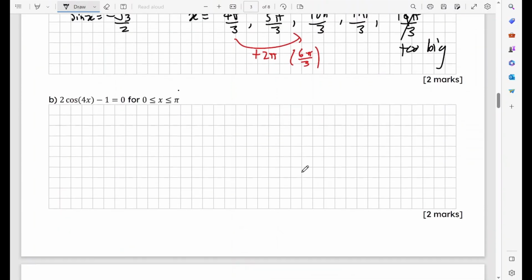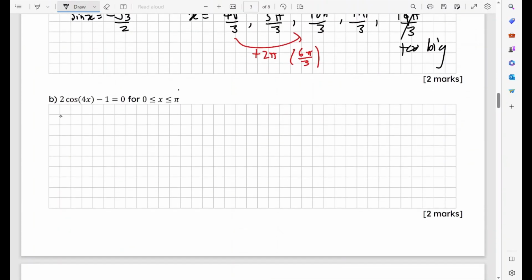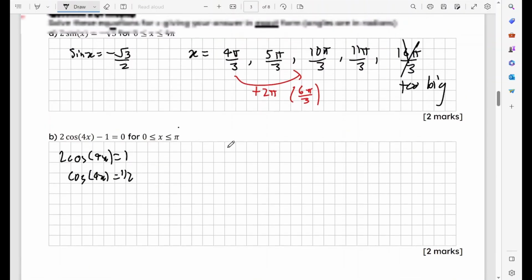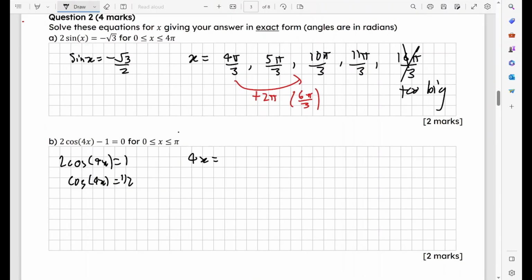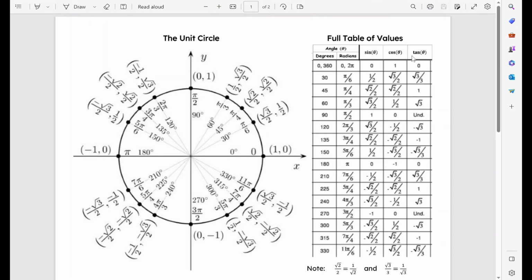Okay, next we got 2 cos 4x take 1 equals 0. First thing you do is arrange it. So 2 cos of 4x equals 1, and then cos of 4x equals a half. So that's going to be that 4x equals, and we got to figure out all the cos values which give us a half. Cos is a half at pi over 3 and 5 pi over 3.